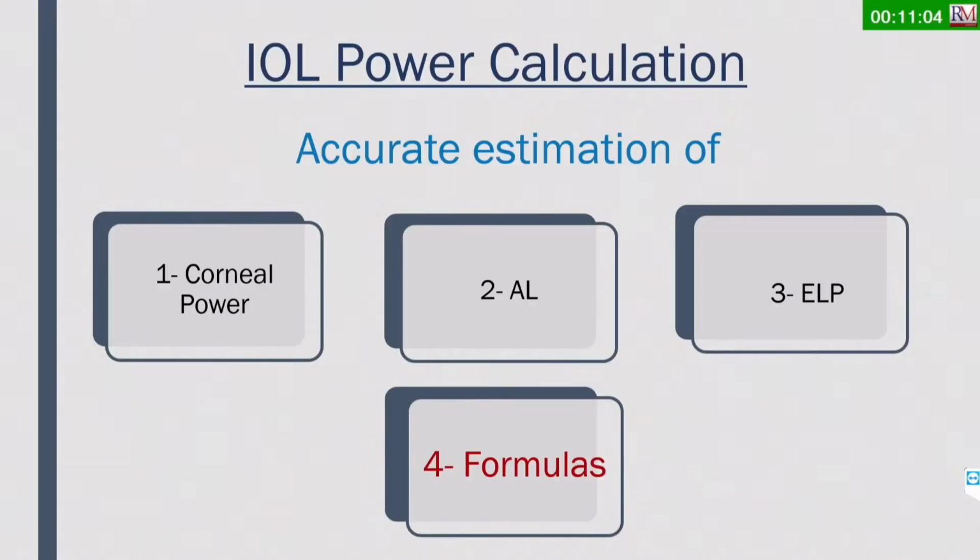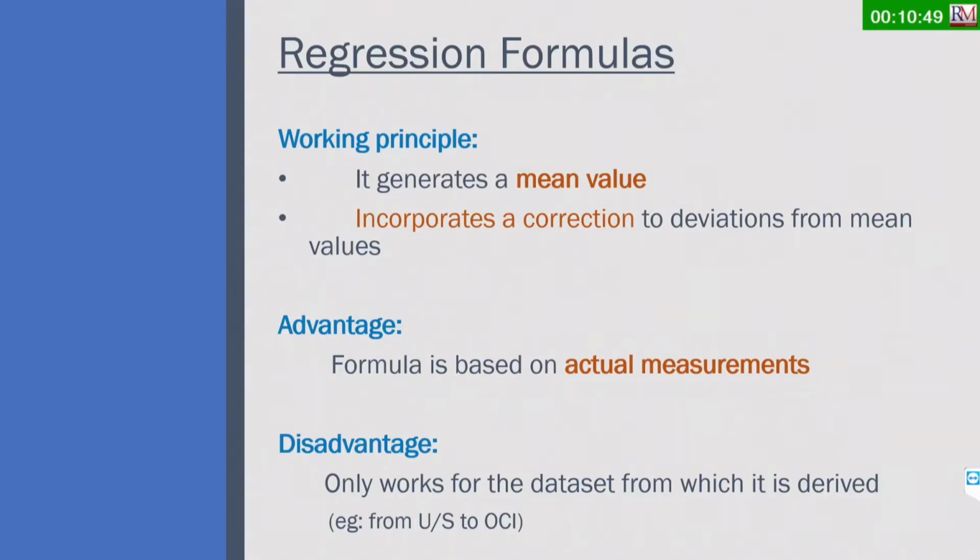So they started to think how to get an accurate, or more predicted, IOL power calculation. This was through accurate estimation of corneal power, axial length, effective lens position, and formulas. With the formulas, they started with a regression formula, and the working principle of this is to generate a mean value and incorporate a correction to deviations from the mean value.